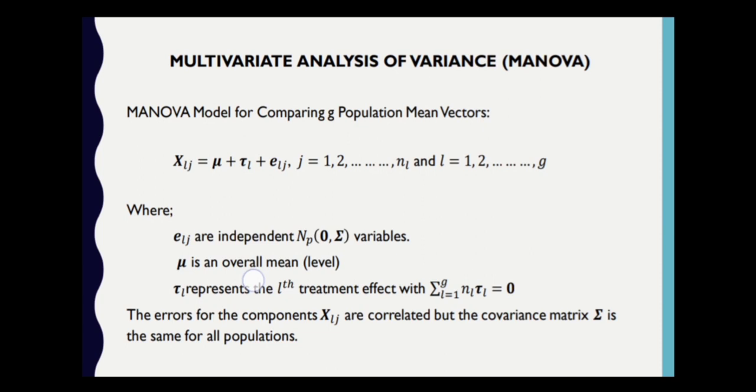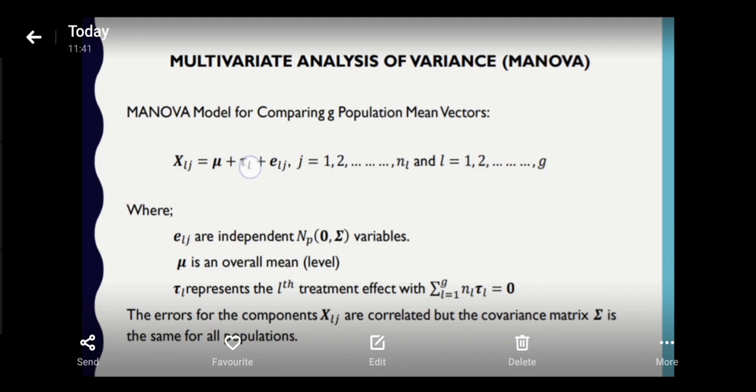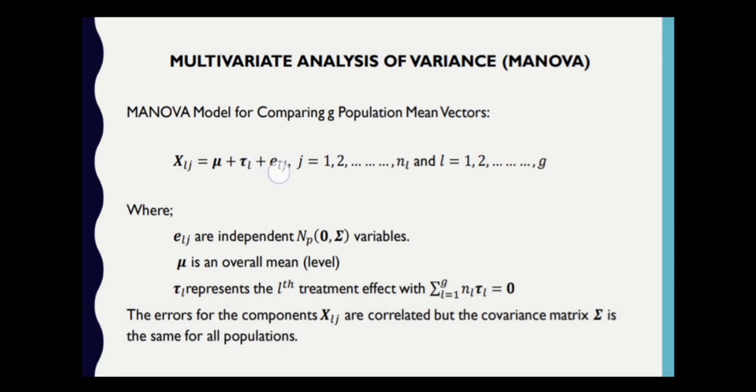So kita gunakan one-way MANOVA, which is the multivariate analysis of variance. Okay, so if you can see here, all this will be bold sebab kita deal dengan multivariate or vectors. Okay, all of this assumption that you have learned before this. Okay, tau here represents the L treatment, ataupun population lah, the treatment.